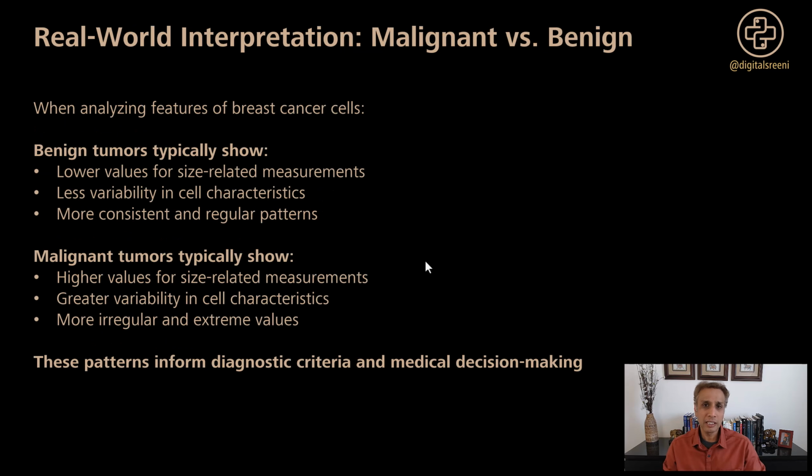Now, a little about this data set. Typically in breast cancer cells, the benign tumors have lower values and less variability because these are all stable, right? So they're normal, and they have more consistent and regular patterns when you look at the benign case. But when it comes to malignant tumors, these values tend to be larger, they have higher variability between them, they're more irregular in shape, and they usually show extreme values.